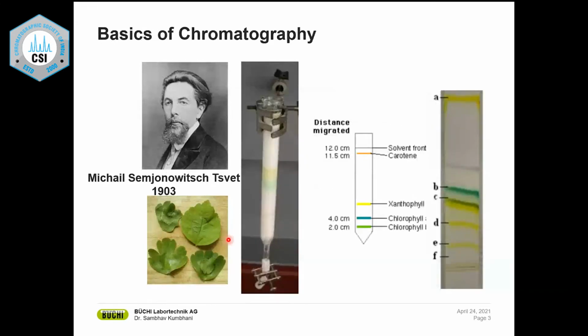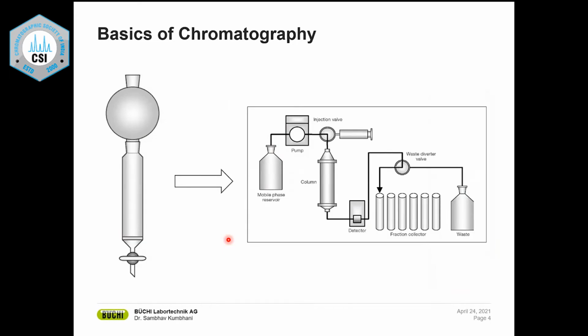As most of you might be aware, back in 1903, Mikhail Tswett was the first person to try column chromatography in a gravimetric way, and he separated chlorophyll molecules using open column chromatography. I know chlorophyll A, B, carotene, and xanthophyll were separated using this technique. Since then, a lot of advances have happened in chromatography, but the principle never really changed.